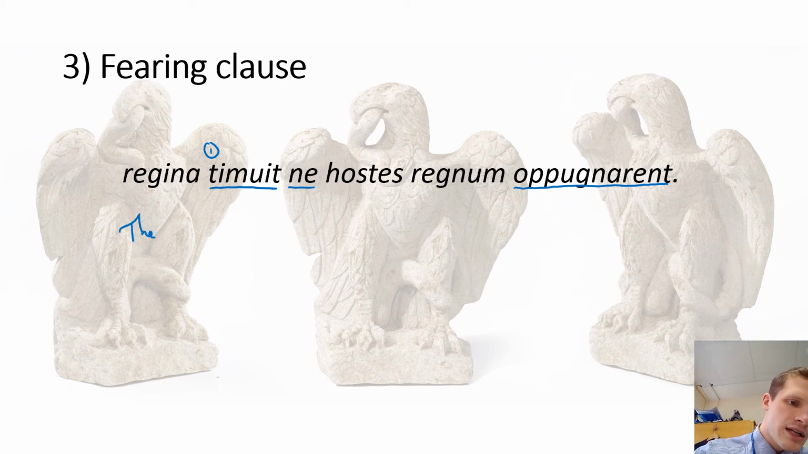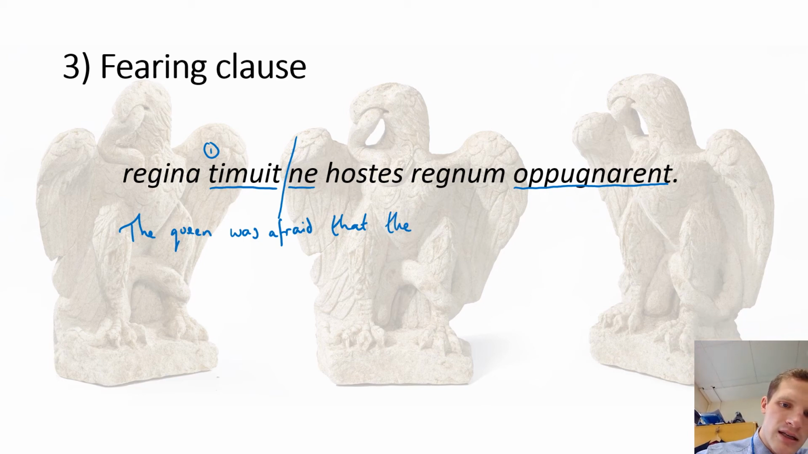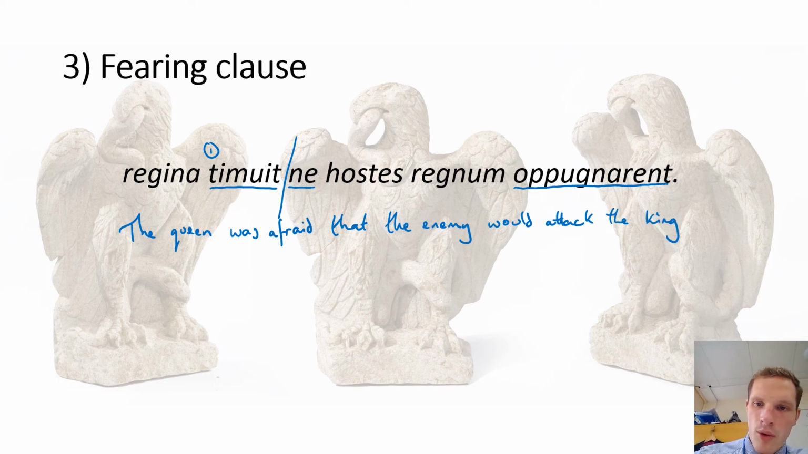So if we have a look at our translation then. First of all, we translate everything up to the ne. So the queen was afraid, perfect, we said, of timuit. So the queen was afraid, and now we can translate everything within the fearing clause that is introduced by ne. We said that ne we translate as "that," so the queen was afraid that. Now we translate our nominative, hostes, nominative plural, that the enemy would do something, that they would attack the kingdom. Regnum there as the accusative object of our verb oppugnarent.